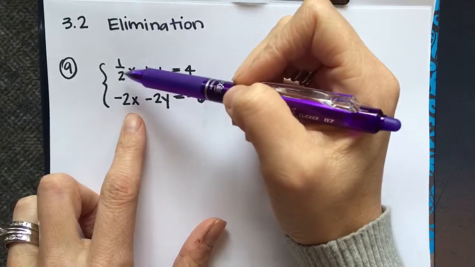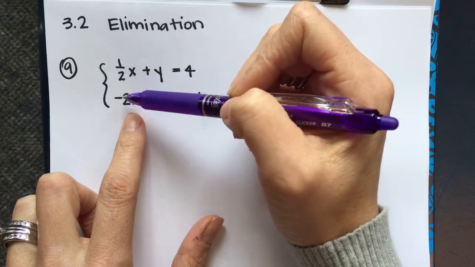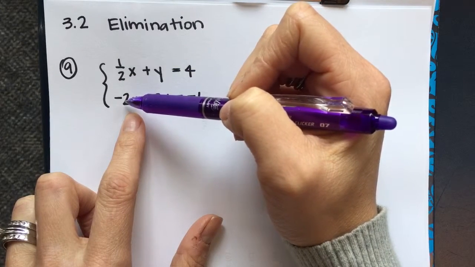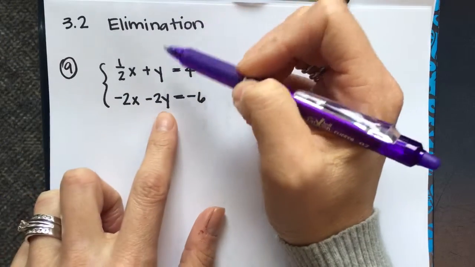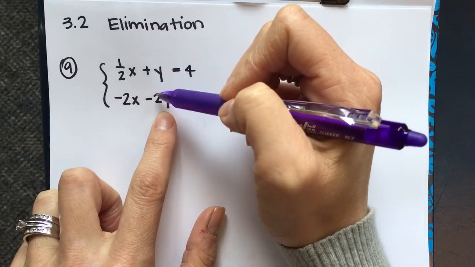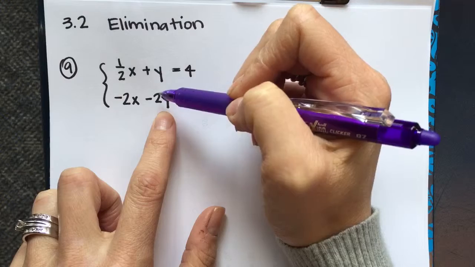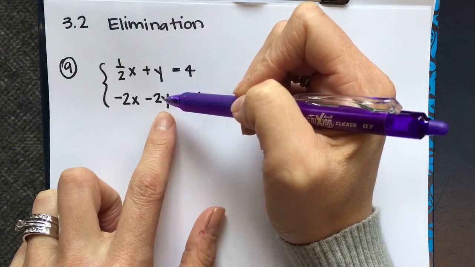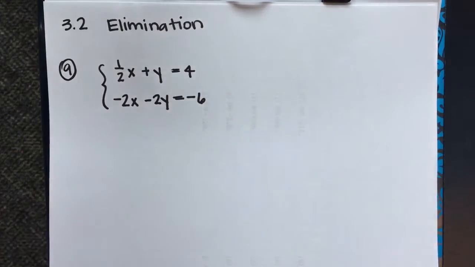So if I look at the x's, I would want the number in front of them to be the same number, but one positive, one negative. Or for the y's, I would want the same number, one positive, one negative. Neither of them are right now. So I'm going to need to multiply one or possibly both equations by something all the way across the whole equation in order to make that happen.